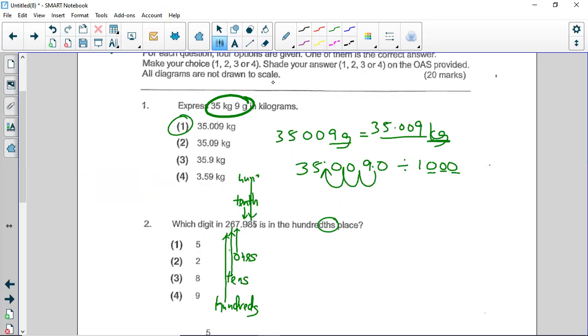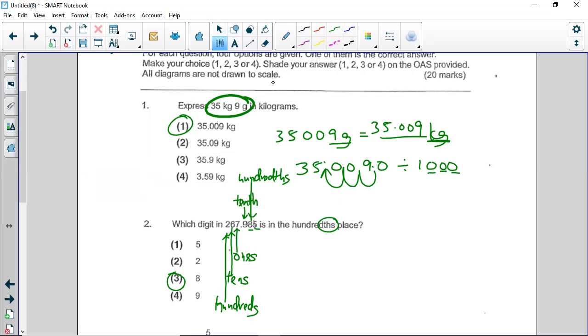So now you can see which digit is in the hundreds place, which is the digit 8. So digit 8 is in the hundreds place. And of course, your digit 5 will be in the thousands place. So the answer will be number 3.